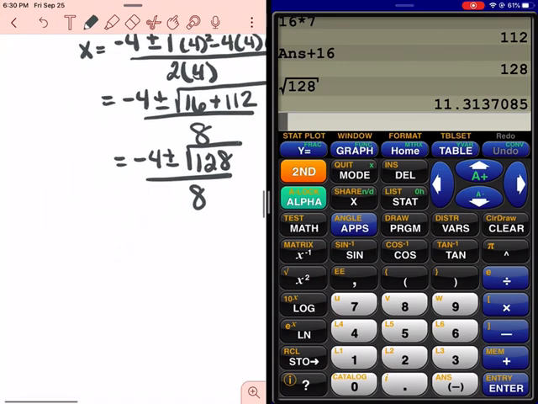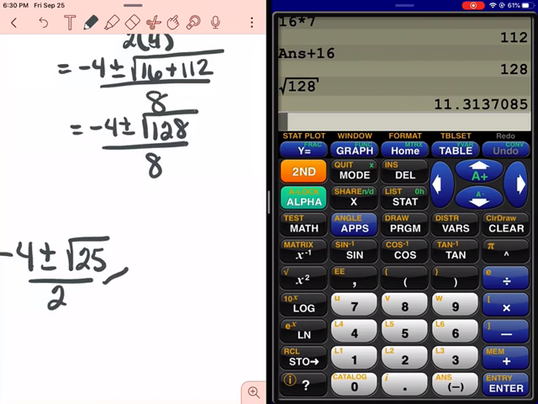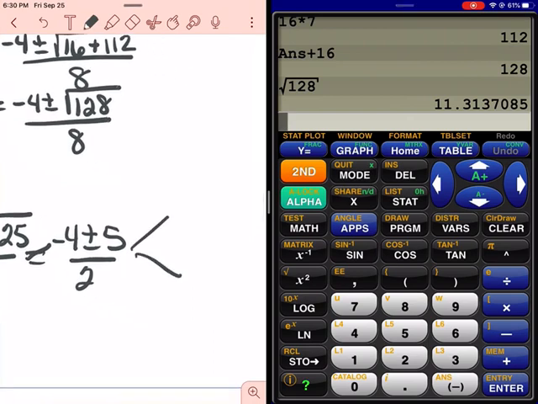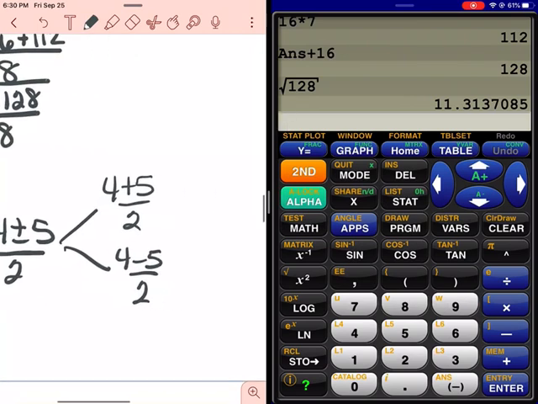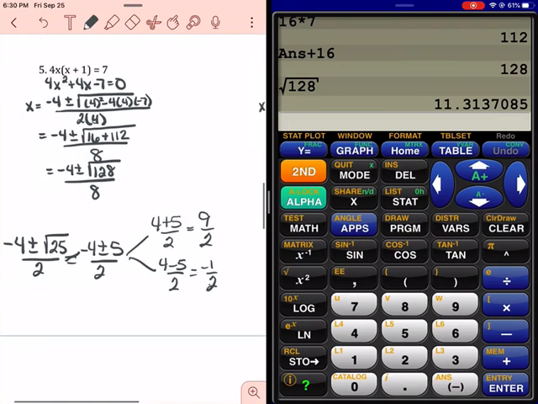If you happen to get a perfect square, just as a side note, let's say you get -4 plus or minus the square root of 25 all over 2. You're going to want to do the square root. So we're going to get -4 plus or minus 5 over 2. Create two equations: -4 plus 5 all over 2, and then -4 minus 5 all over 2. And then get your answers, let's say 1/2 and -9/2. If that happens, that's what you're going to want to do there.